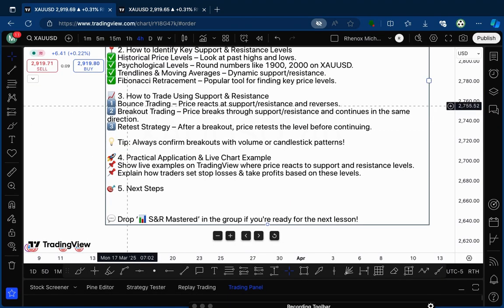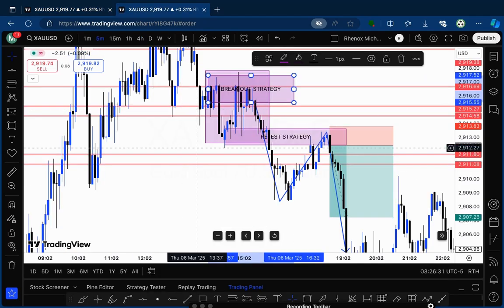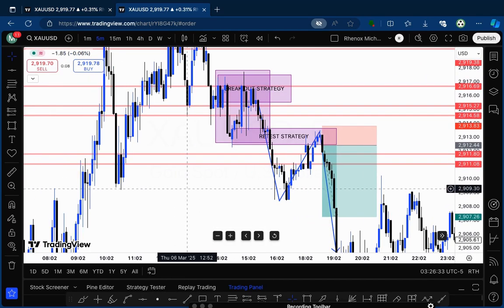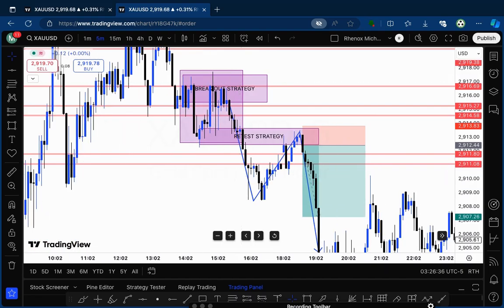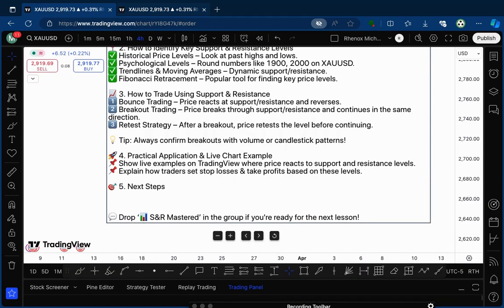So I've shown you the bounce trading, I've shown you the breakouts, and I've shown you the retest. Now this is a tip for you guys. Always confirm breakouts with volume or candlestick patterns. Make sure to always confirm your breakouts with volume candles or candlestick patterns.